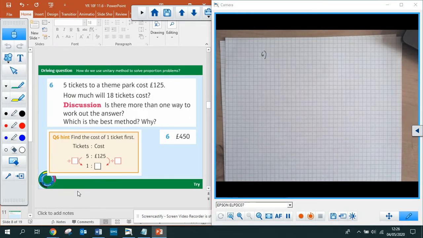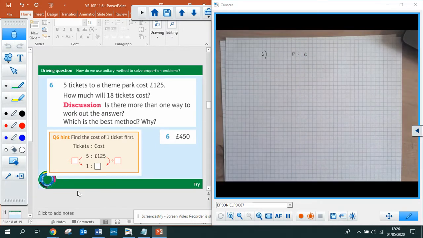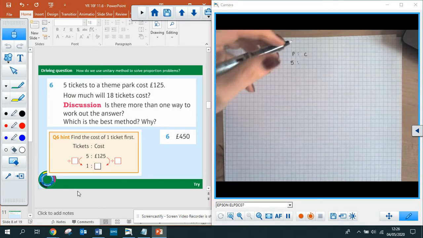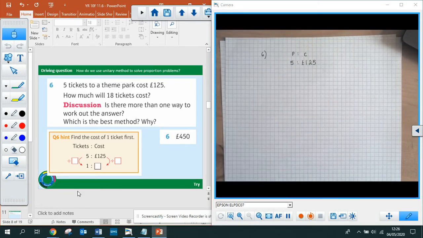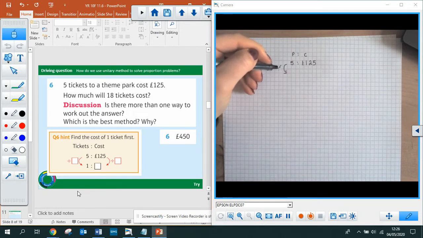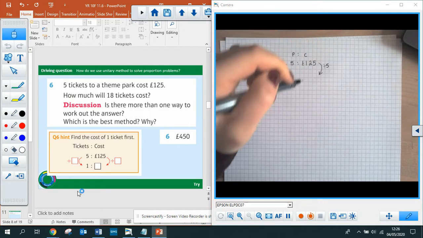Okay, so we've got people to cost, or they've put tickets to cost. The number of people to cost is fine. So we've got 5 tickets, 5 people cost £125. And they want to know how much it's going to cost for 18 people. So the first thing we're going to do is divide both sides by 5 to find out what the cost is per ticket, to find out what the cost is per person, per ticket.